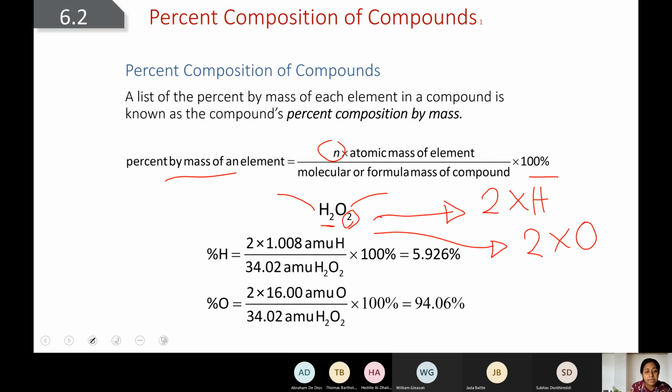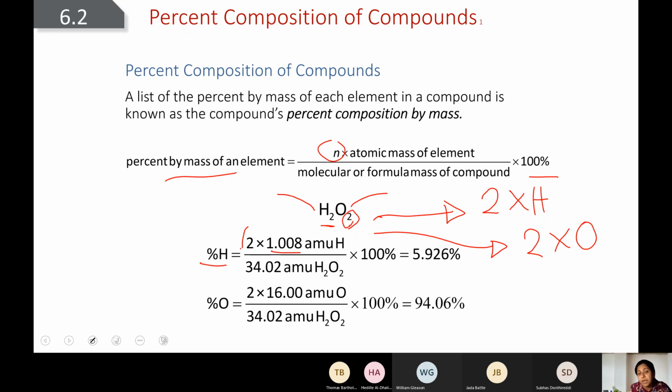So let's calculate the percentage of hydrogen. The N is the number of atoms per 1 molecular formula. It is 2 for hydrogen. Then I multiply it by the atomic mass of hydrogen. Where should I get this atomic mass of elements? Yes, you look at the periodic table and you will get the atomic masses of those elements from it. The atomic mass of hydrogen is 1.008, and then we divide it by the molecular formula mass of the compound.